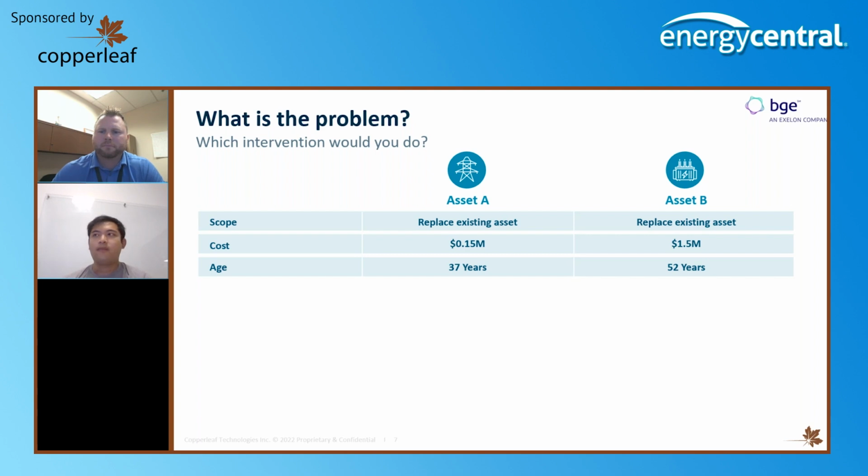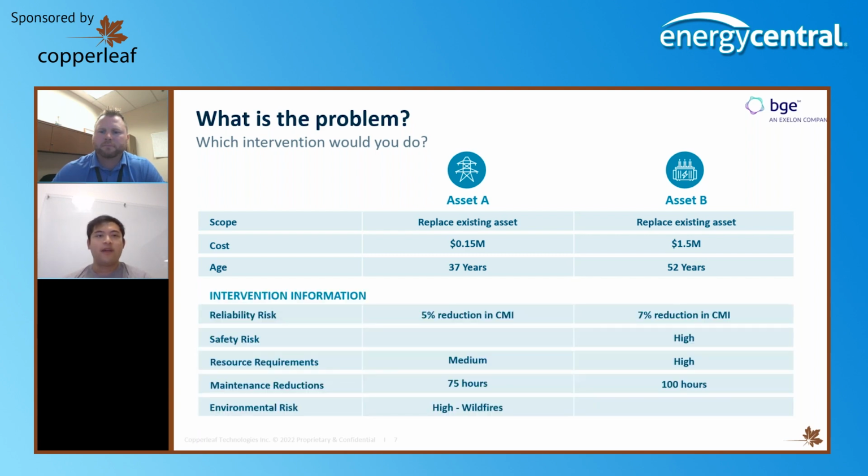your company or organization. But if we add a couple more criteria, such as the reliability risk, if we replace this, what our reduction in the CMI would be, improvement in safety risk, as well as the required people, resources, and labor hours needed to do each of these interventions would be, reduced maintenance and operating expenses, as well as helping with wildfire risk. And if we start adding all of these different criteria to the mix, how do you make a good decision on which one of these interventions to do?